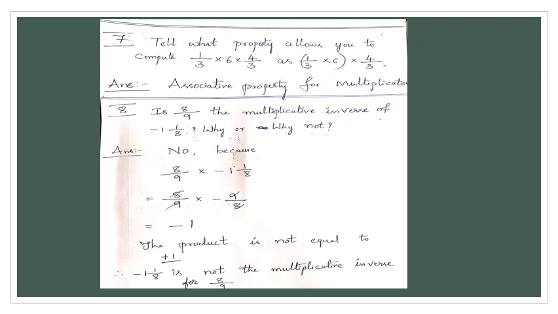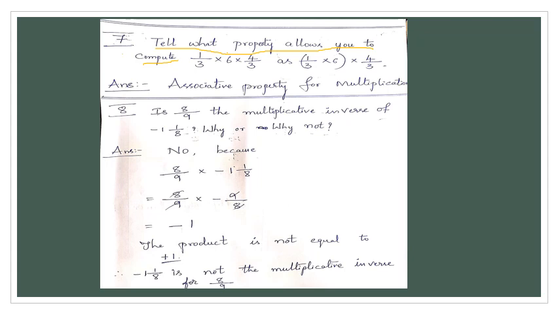Children, in the seventh main, tell what property allows you to compute the given expression. Compute means calculate. What property? We just want to name the property, that's it. Here, see children, 1 by 3 into 1 by 3 into 6 into 4 by 3 as 1 by 3 into 6 into 4 by 3.